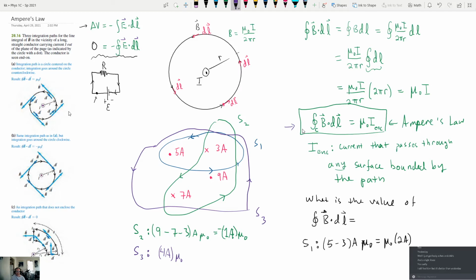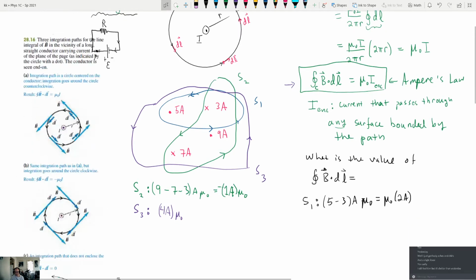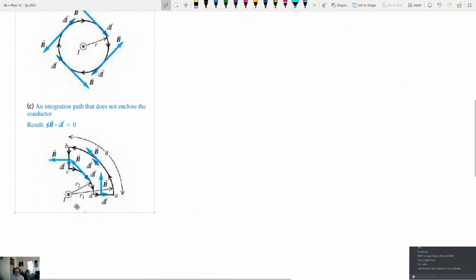Okay, so I guess we should talk about this last path right here. If I choose an integration path that does not enclose the conductor, then you get B dot dl equal to 0, because the current has to be enclosed by the path. This picture kind of shows that. Here we have a current carrying wire. Let me blow this up a little bit so we can really look at it. So here we have a wire with current I, and our path now goes from A to B to C to D, and then back to A again.